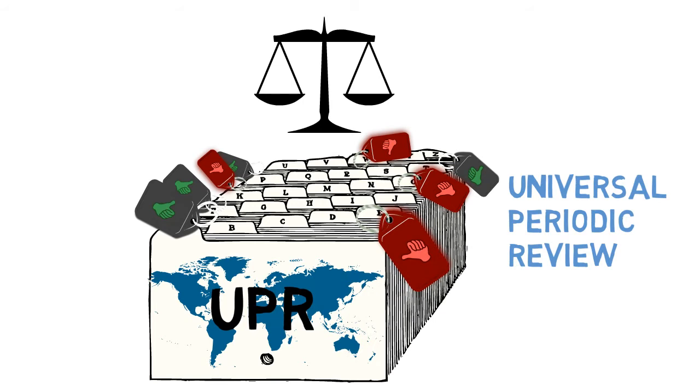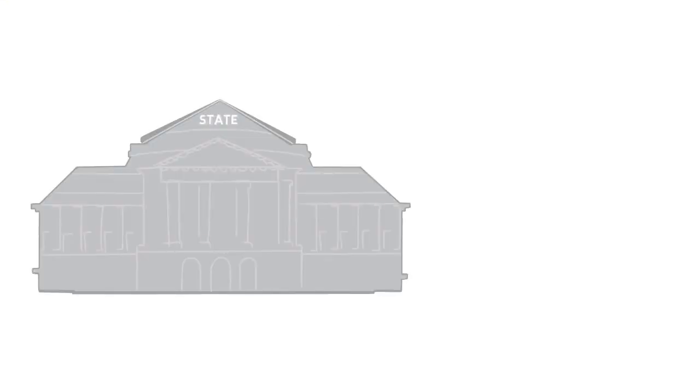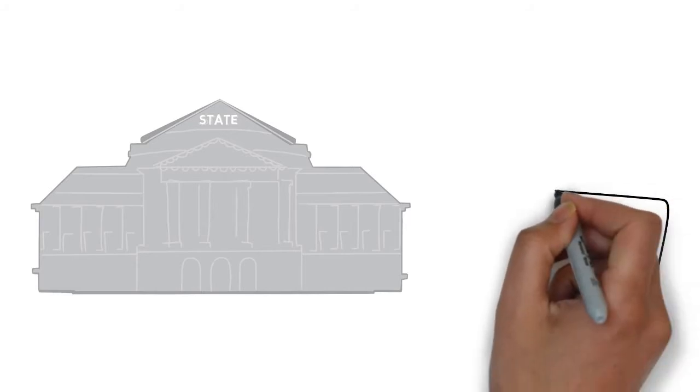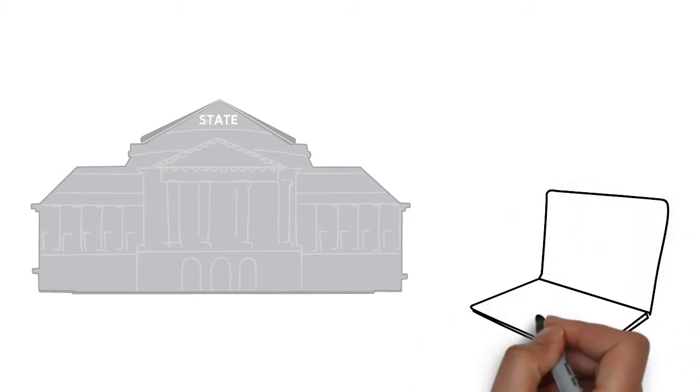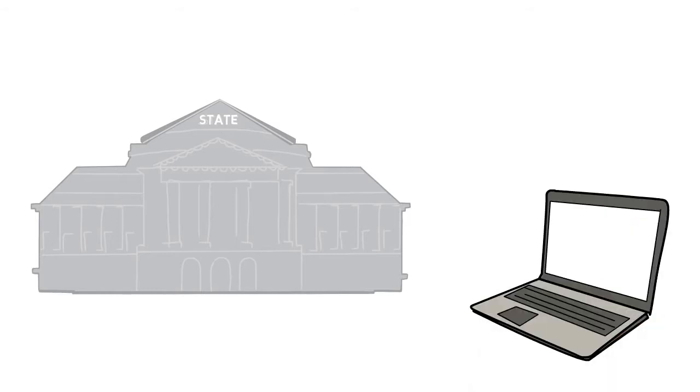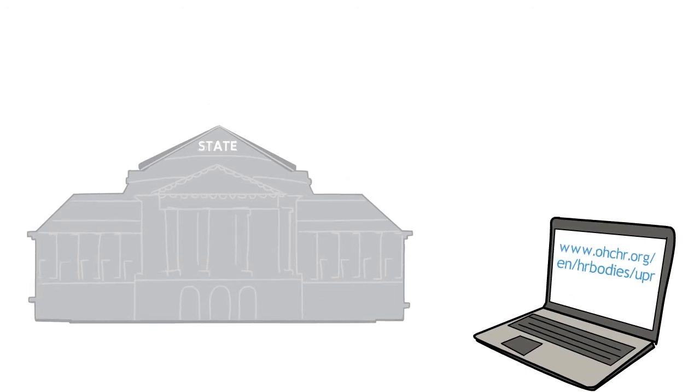So how does the UPR work in practice? 42 countries are reviewed every year, meaning that each United Nations member country is reviewed once every 4.5 years. You can find a link to the timetable for UPRs on the website of the Office of the High Commissioner for Human Rights. It's a good idea to find out when your country is going to be reviewed next. There are 4 stages to the UPR process.